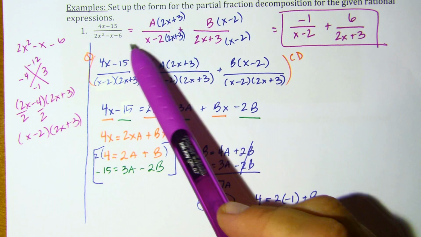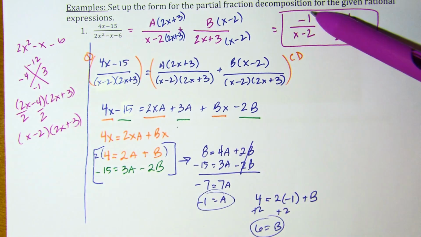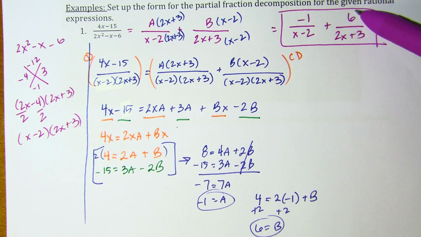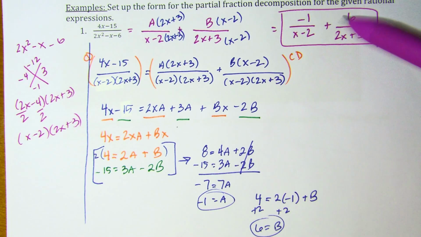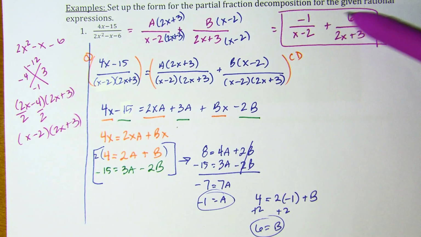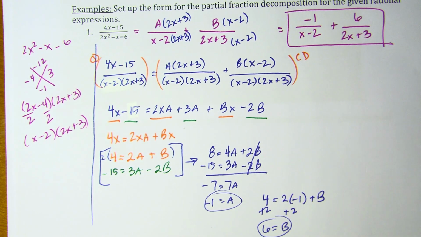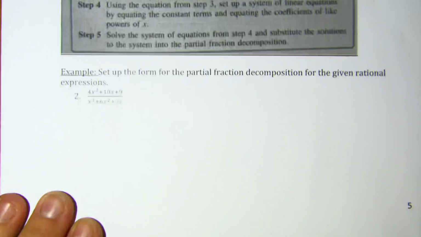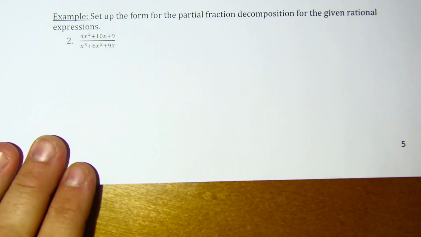Then your a and b would be switched. What's important is that negative 1 is over x minus 2, and 6 is over 2x plus 3. It doesn't matter what's a and b. So it's just making sure you have the correct fractions here. All right. We're going to do one more example, and then that'll end part 1 of this video.